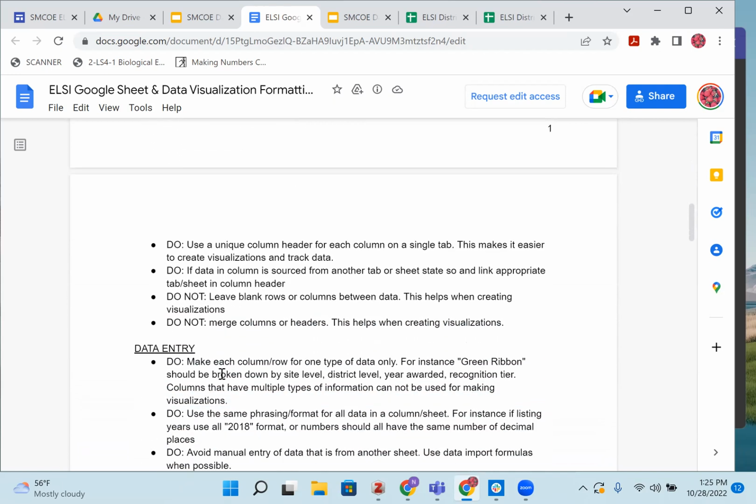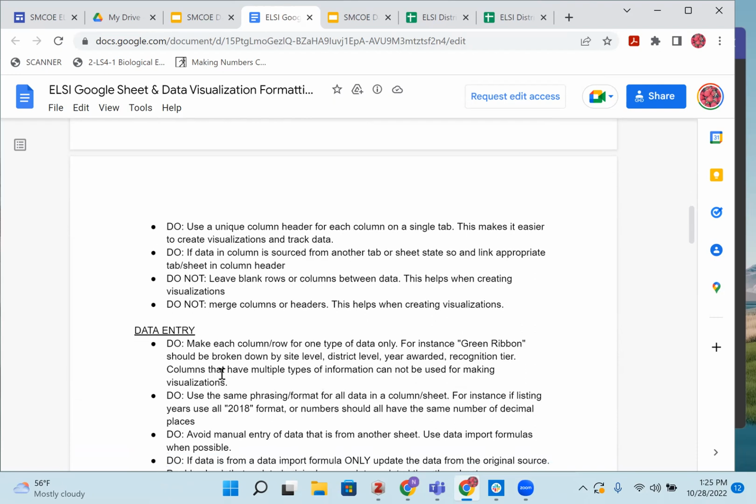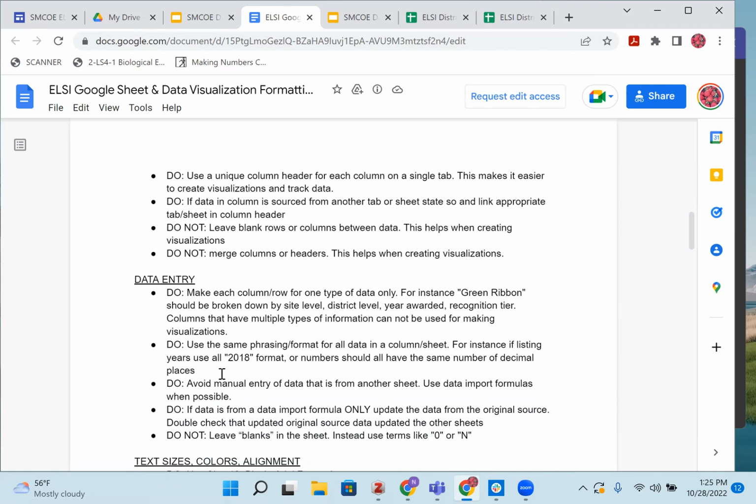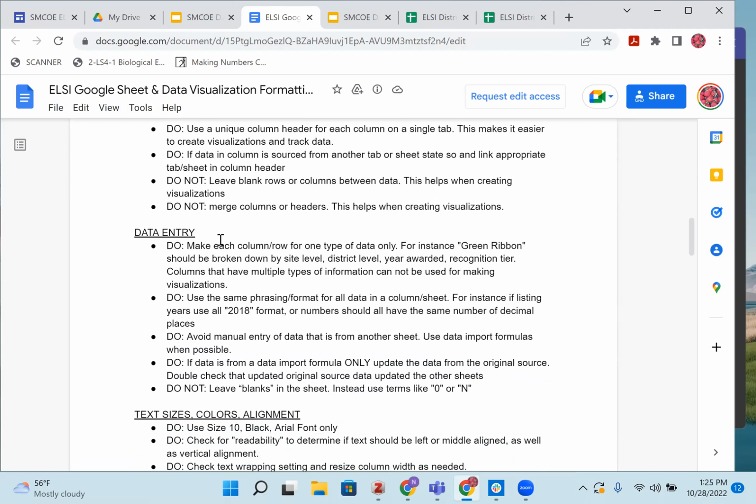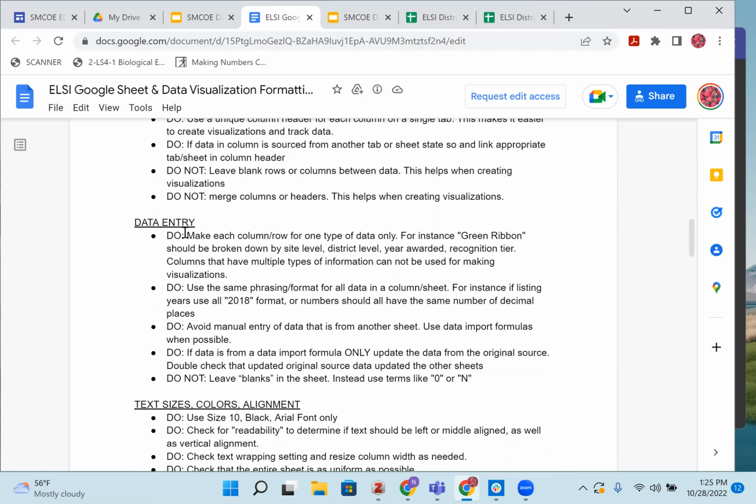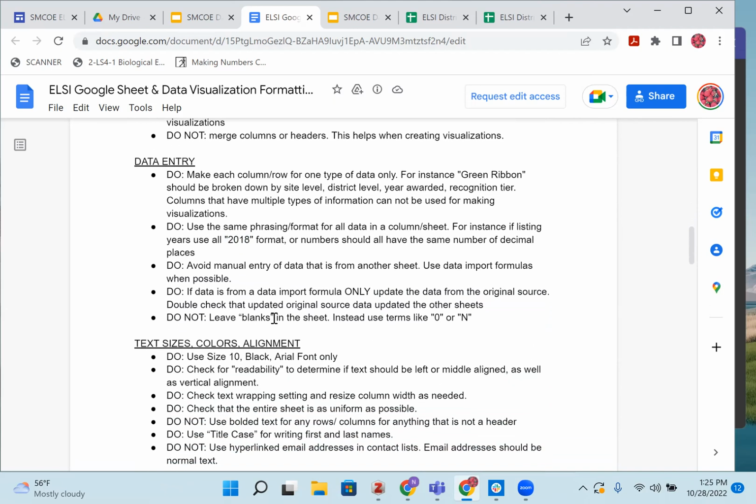And even in here, we're going into some pretty good detail about how to create clean sheets, like not leaving blanks or columns, or making sure that all the data, when you're doing data entry, is the same format. So if you're going to use 2018, make sure you're using it in the same way, and that will really go a long way towards making your data more accessible to others.